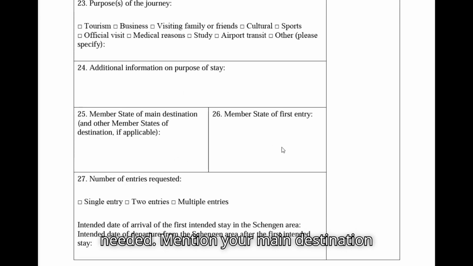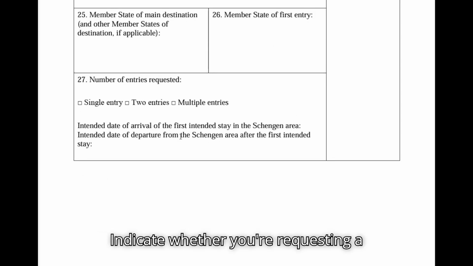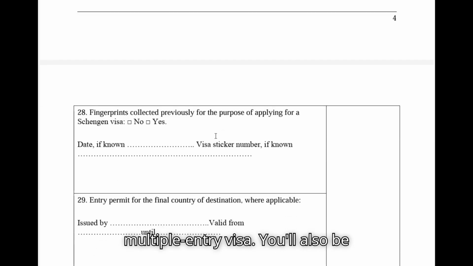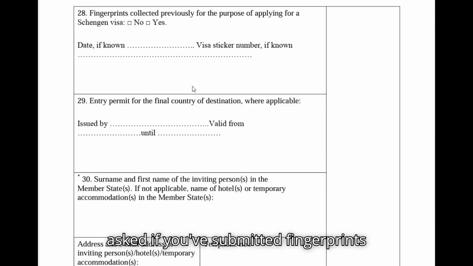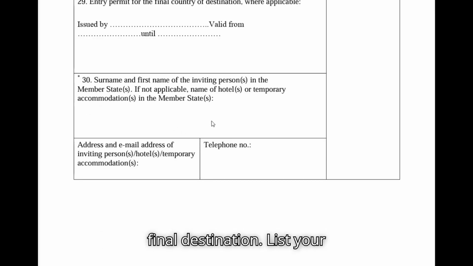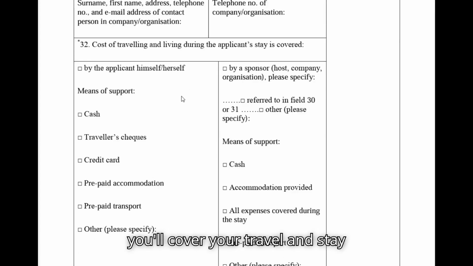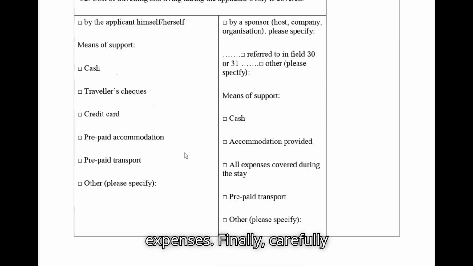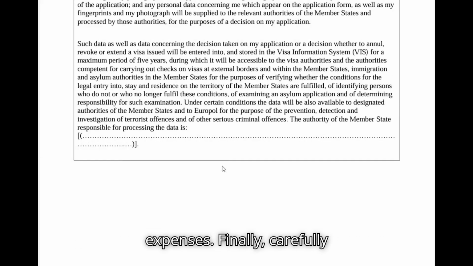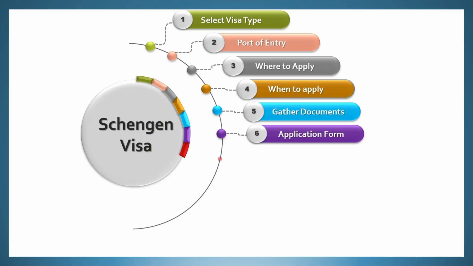Mention your main destination country in Europe and your port of entry. Indicate whether you're requesting a single entry, double entry, or multiple entry visa. You'll also be asked if you've submitted fingerprints before or had an entry permit for your final destination. List your accommodation details and explain how you'll cover your travel and stay expenses. Finally, carefully read the disclaimers, sign the form, and you're done.